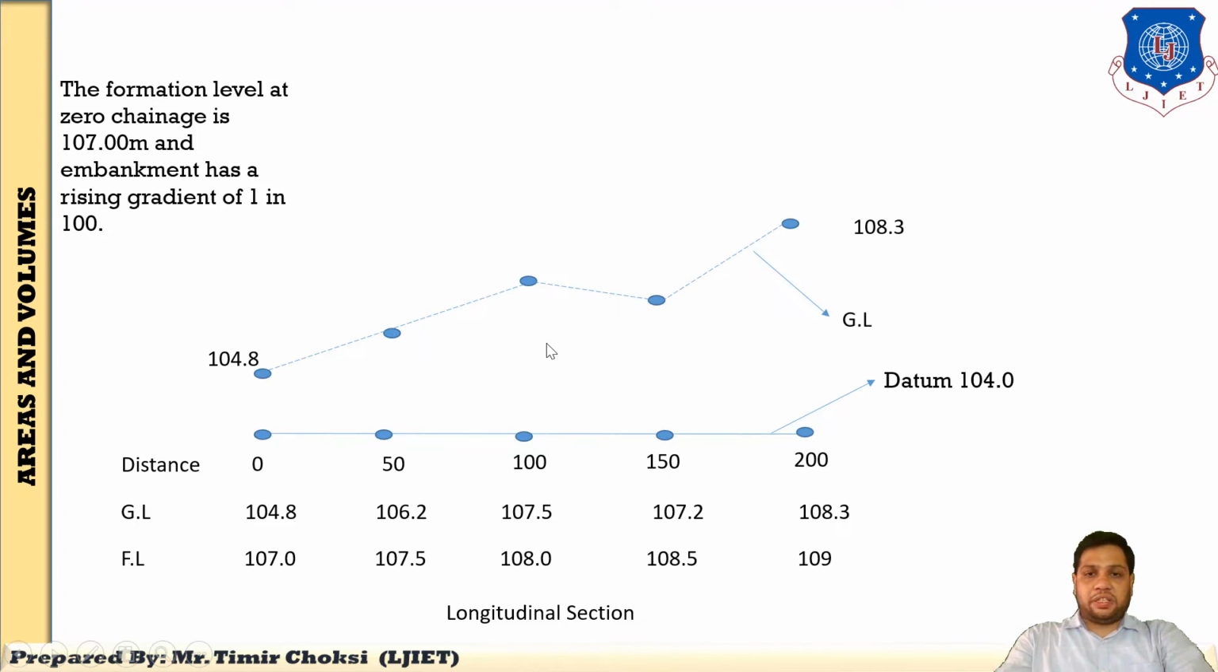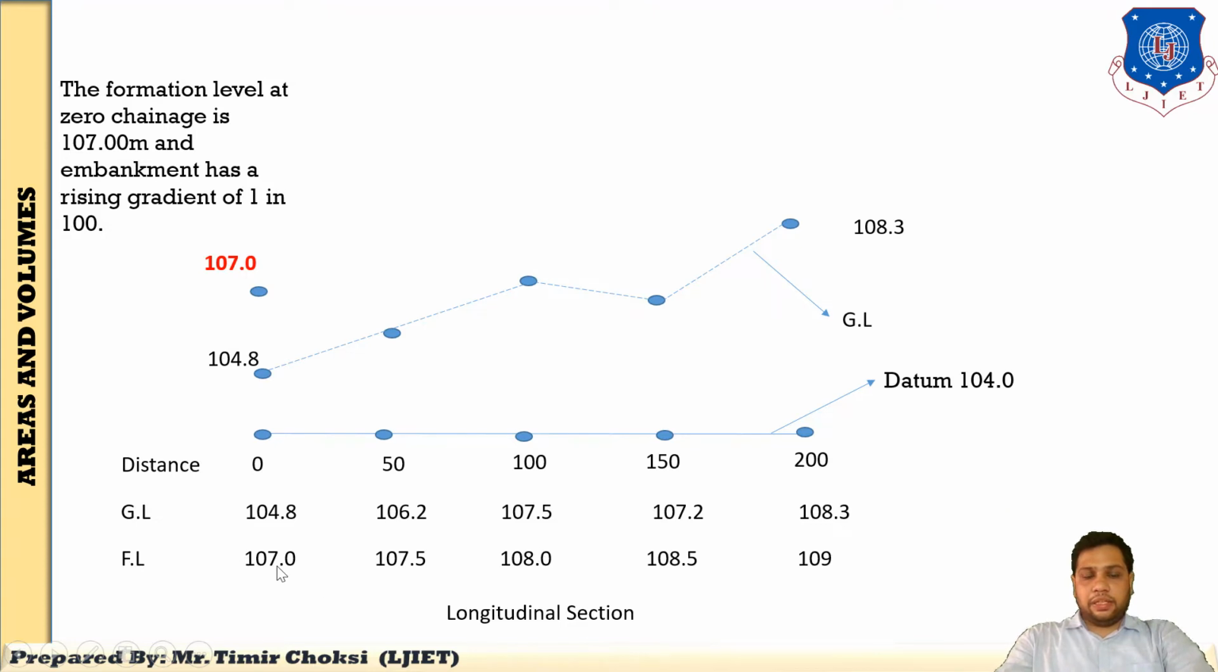Now you know that your work starts from the formation level. The formation level at zero chainage is already given as 107. So at zero chainage, meaning zero distance, it starts at 107.0. Now the embankment has a rising gradient of 1 in 100, meaning that when you go from 0 to 100, the vertical slope rises by one.